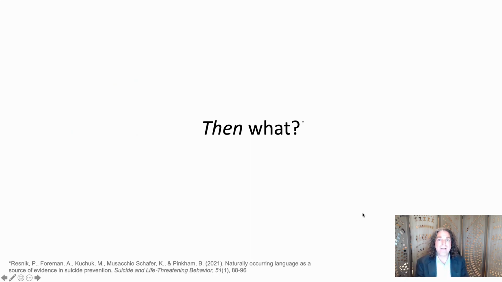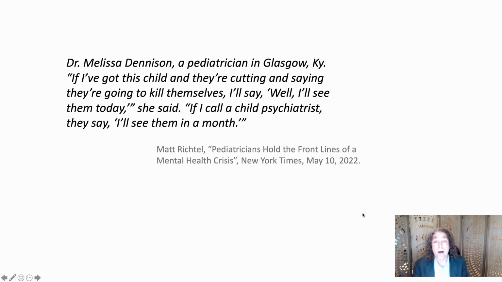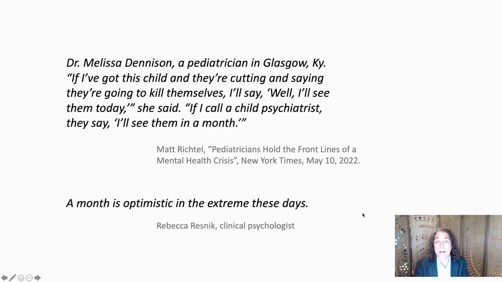What do you do when you have a model that is this successful? Never mind the false negatives, as Dr. Evat was talking about a minute ago. What do you do when you have all of these false positives, true positives? We have an overwhelmingly overburdened provider response system as things exist now. Just 2 days ago, there was an article in the New York Times about how the general practitioners, the primary care physicians, are the front lines because of access to the mental health professionals. They say if I call a child psychiatrist, they'll say I'll see them in a month. I was talking this morning with my wife, who's a clinical psychologist, and she said a month is optimistic in the extreme these days for this sort of thing.